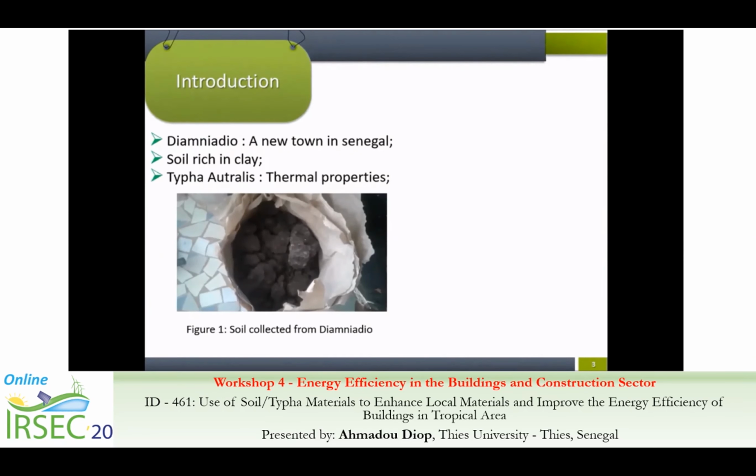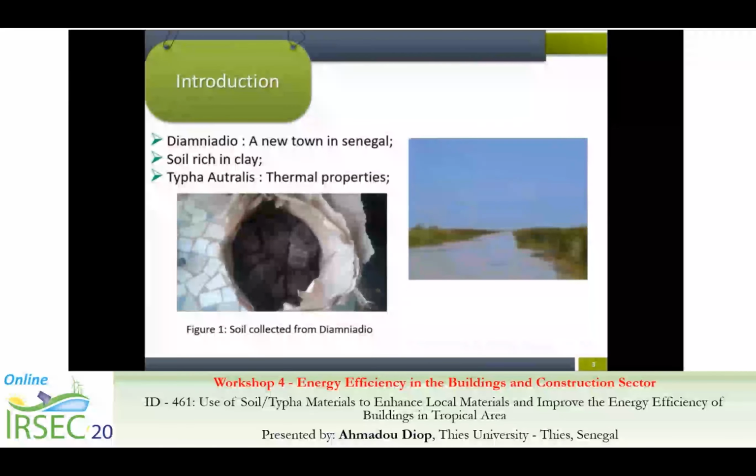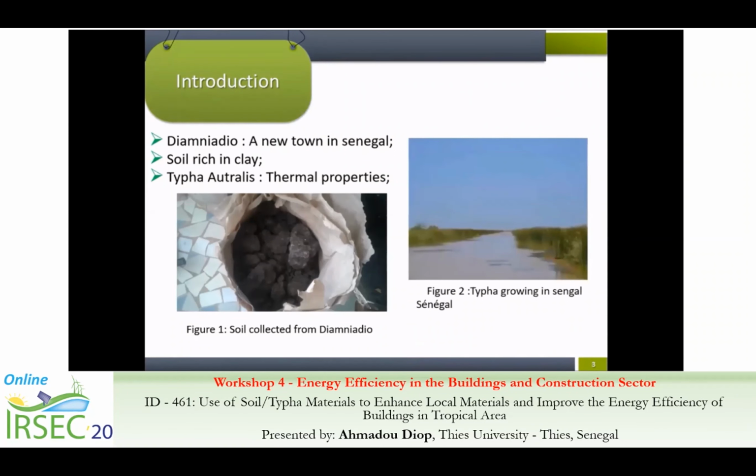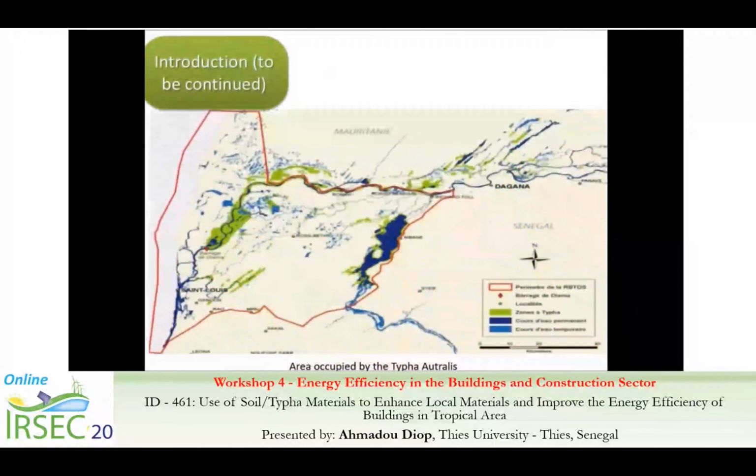But the main problem of this region is that its soil is very rich in clay. And the other problem is that we have found in Senegal a vegetable called Typha australis. And this vegetable has some thermal properties, which is very important, as you can see in figure 2. And in figure 1, you can see the soil collected from Diamniadio. The following picture shows you the area occupied by the Typha australis in Senegal. As you can see, all the green colors show the area where we can find the Typha australis. So it is much more present in the north of Senegal than in the rest of the country.